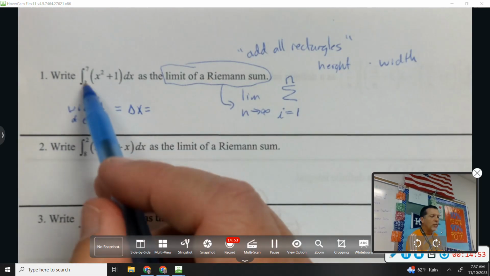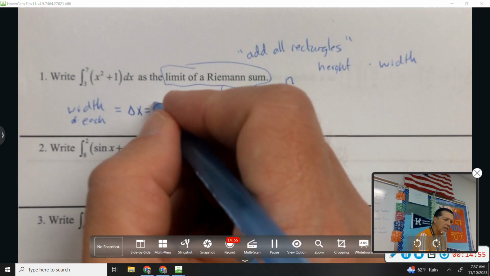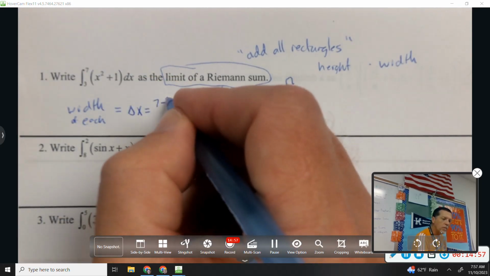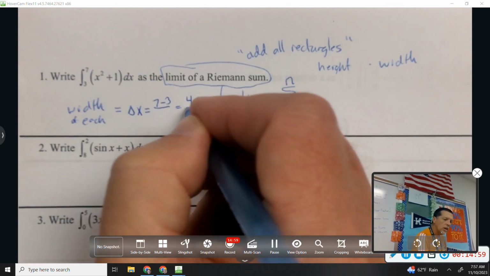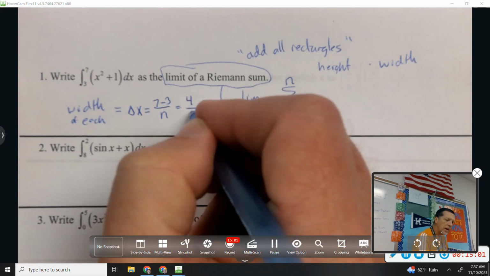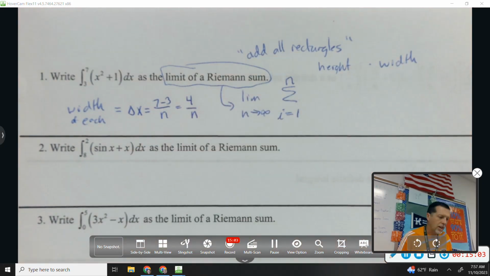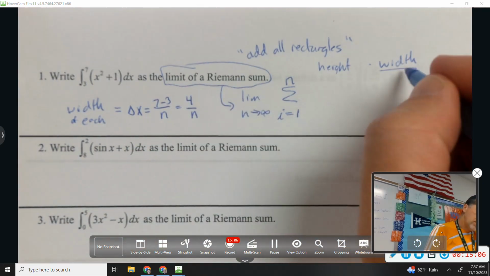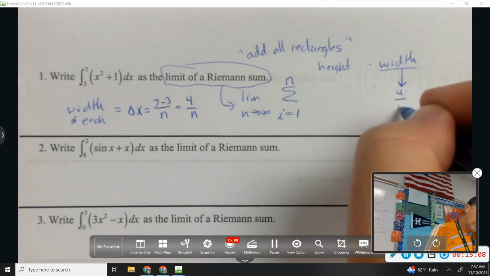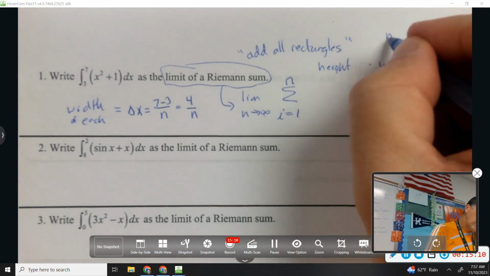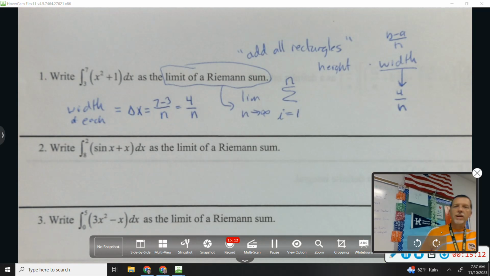So what's the full width? 4. 7 minus 3 is 4. But then we divide by n because there's n number of rectangles. So my width is 4 over n. My width is b minus a over n, 4 over n.